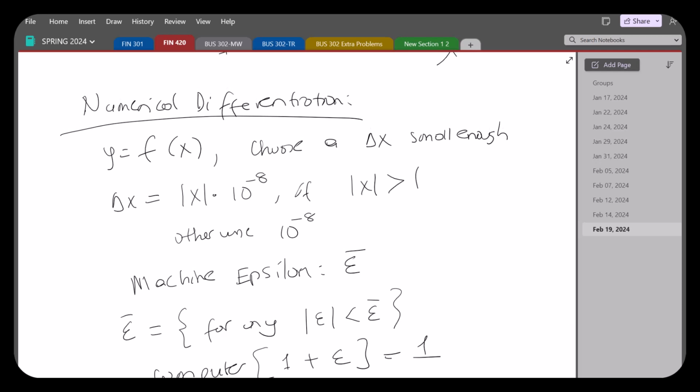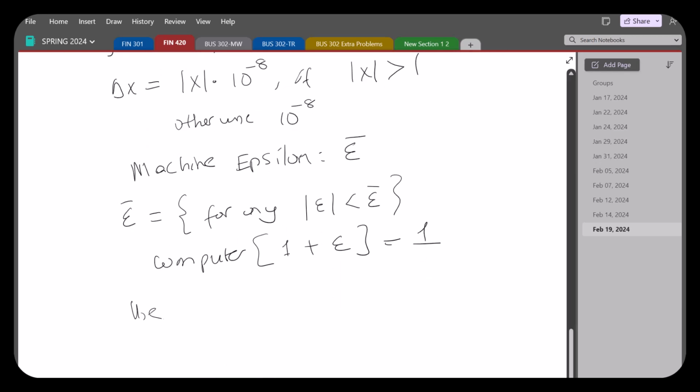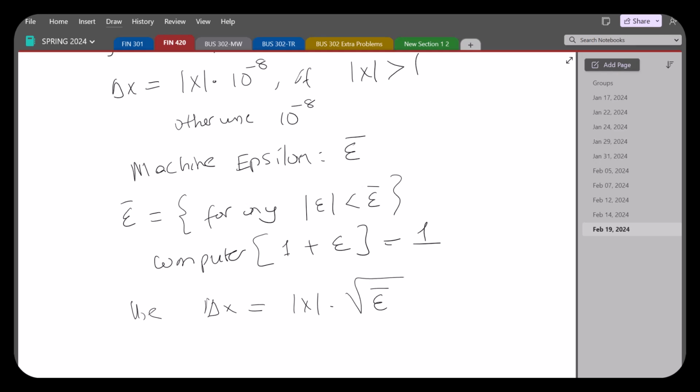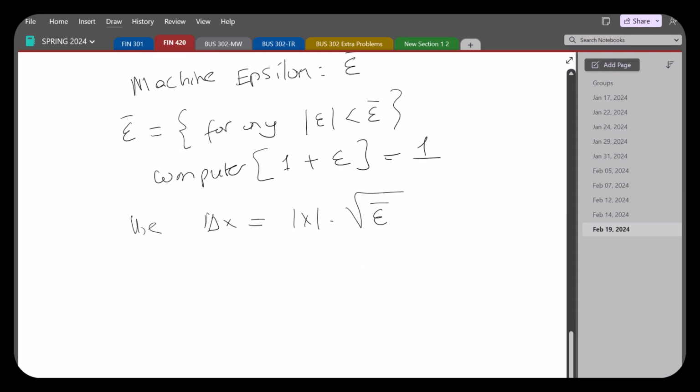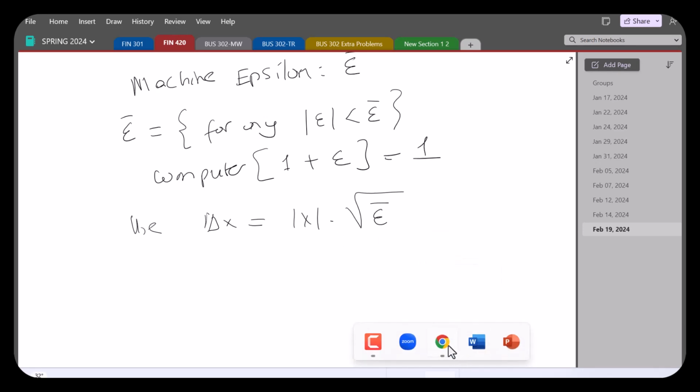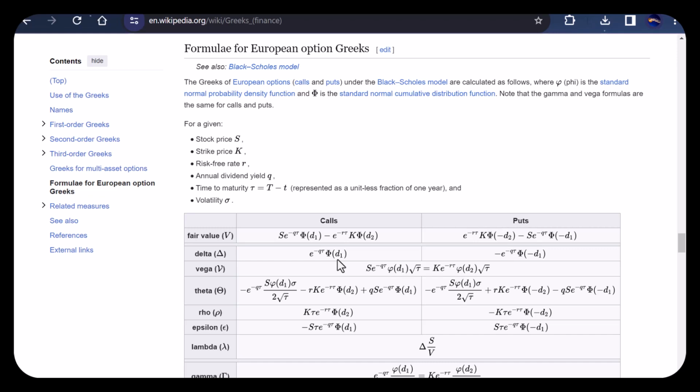A rule of thumb is to use delta x equals absolute value of x times the square root of machine epsilon. So if you don't have the ability to symbolically calculate what the derivative would look like, for example, look at that thing, okay? Ignore that for now. For a stock that does not pay dividends, the call option delta is N of d1, basically. Remember, we were calculating that N of d1?